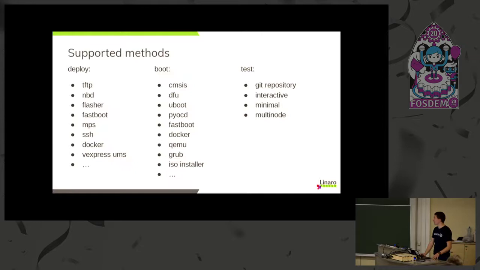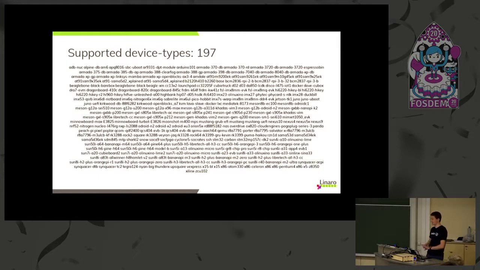We do support many deploy, boot, and test methods that I won't explain here. That's not the point. And the same, we support many different device types. That's the actual list: there were 197 different types of boards. I'm saying that just to explain that if you want to test Lava itself, you have to test on 197 different boards, which is difficult.